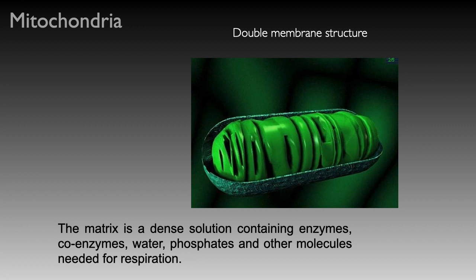The space between the membranes is a very important space, and is known as the intermembrane space, and the space inside the inner membrane is known as the matrix. The matrix is very rich in coenzymes, phosphates, and other molecules needed for respiration to produce ATP.